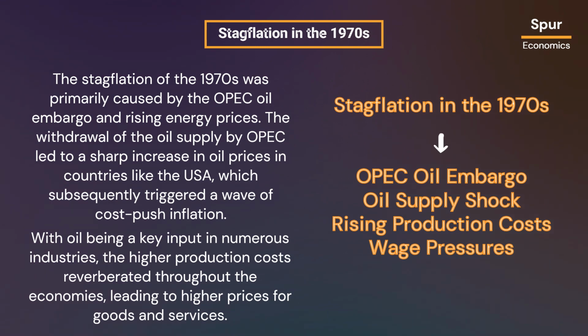The withdrawal of the oil supply by OPEC led to a sharp increase in oil prices in countries like the USA, which subsequently triggered a wave of cost-push inflation. With oil being a key input in numerous industries, the higher production costs reverberated throughout the economies, leading to higher prices for goods and services.